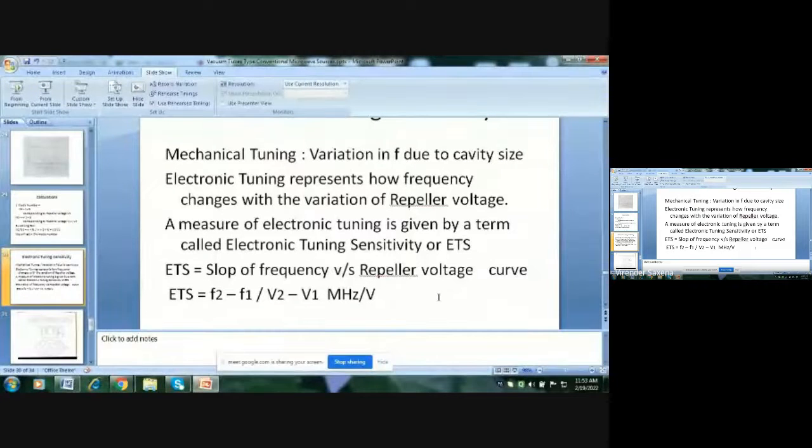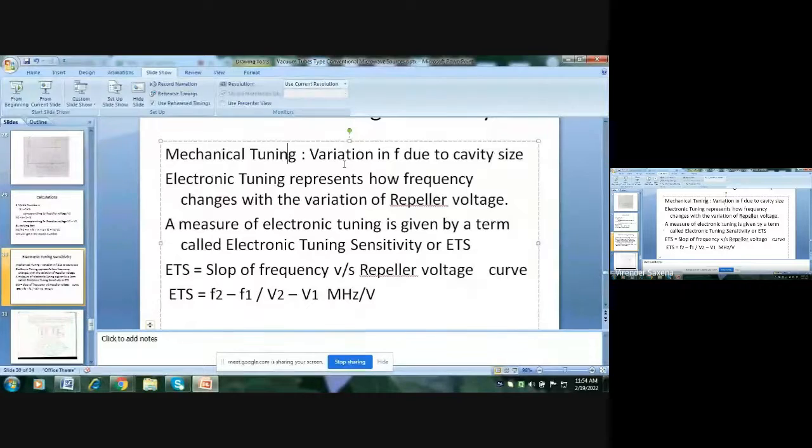So what is ETS? There are two types of tuning: mechanical tuning and electronic tuning. Tuning means variation in frequency of the microwave generated by the klystron. We can vary the frequency from, suppose in X band, 8.2 to 12.4 gigahertz. So by changing the dimension of the cavity, we can change the frequency of the RF field.